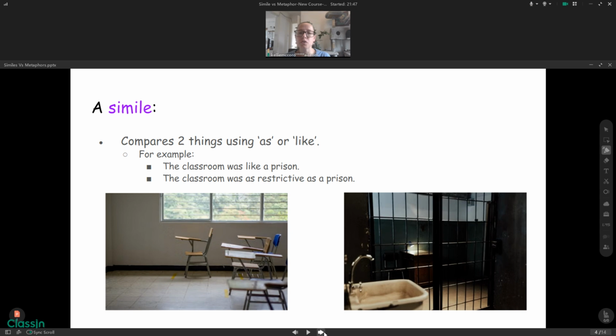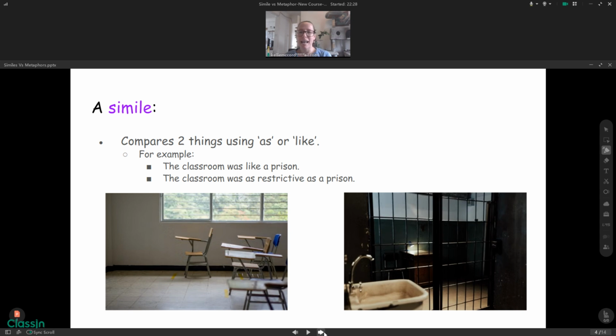Now, a quick note, when you're using something like as, it's important that you think about the quality, okay? By that, what I mean is you need to think about, well, what quality does the classroom have that makes you think of a prison? So it could be restrictive. You could say the classroom was as cold as a prison or as lonely as a prison, okay? Because I've never been to prison, but I'm assuming that prisons, from the looks of it, are quite cold and quite lonely because you can't see your family or your friends, right? So when you're using as, you need to think about the quality that you want to compare, the quality that you want your reader to think about, okay?